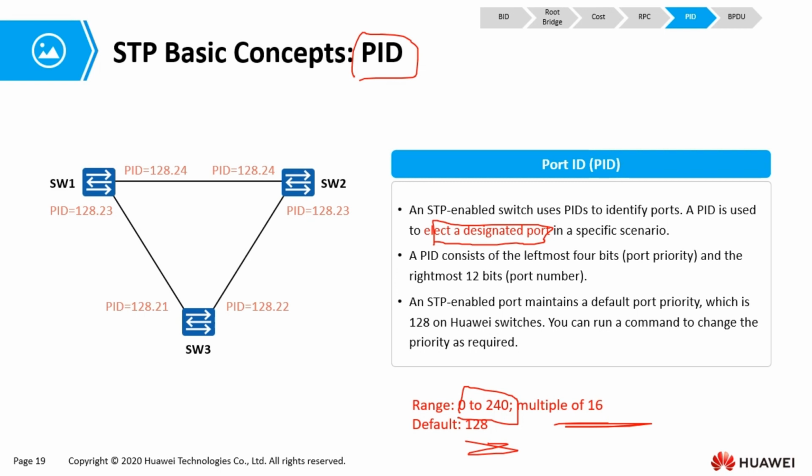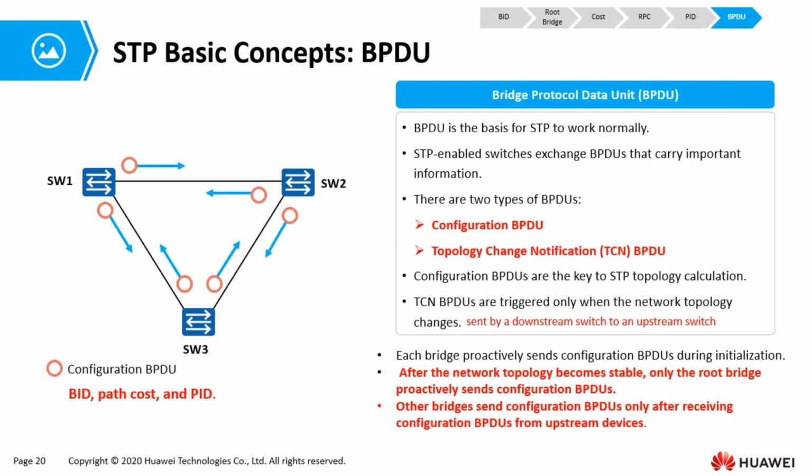Basically, the port ID consists of the leftmost 4 bits of port priority and the rightmost 12 bits, so in total it also has 16 bits. With it, you will select who will be your designated port.